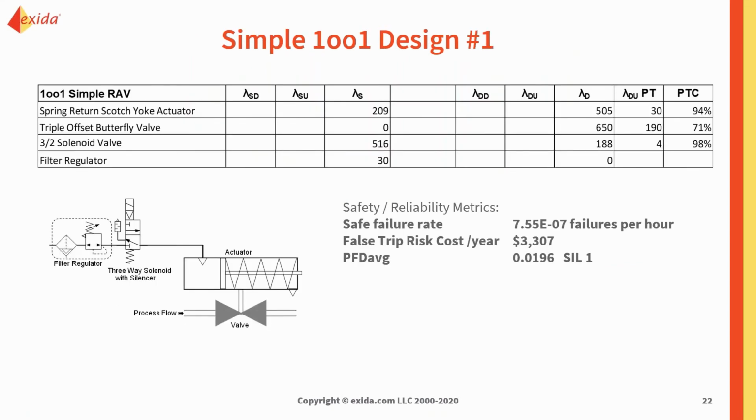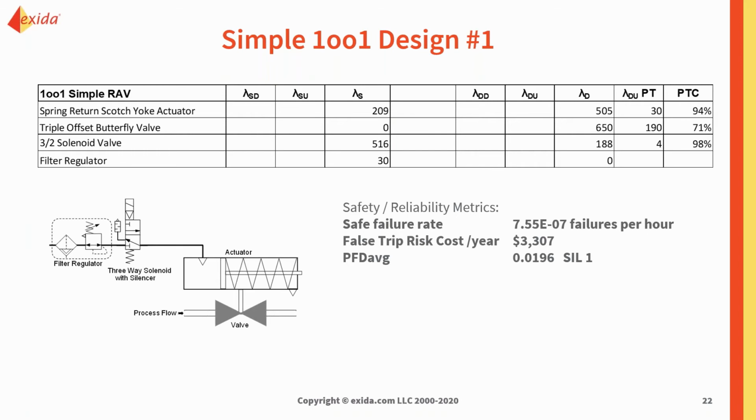So let's start out with this simple 1-out-of-1 design with spring return Scotch yoke actuator, triple offset butterfly valve, 3x2 solenoid valve, and we're going to assume the solenoid valve vents the actuator when the coils are de-energized, and we'll have a filter regulator. So we have the devices listed here along with their calibrated FMEDA failure rates and the proof test coverages. We're going to run the calculations in exSILentia based on the assumptions that we looked at on the previous page. And we're going to see the false trip rate. In this example, it's 7.55 e to the minus 7 failures per hour.